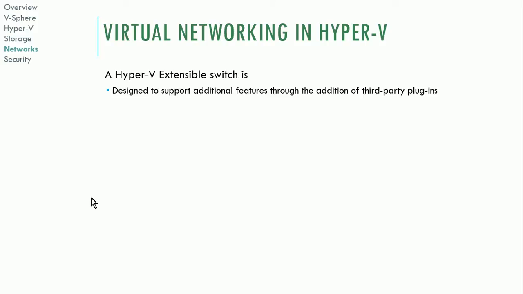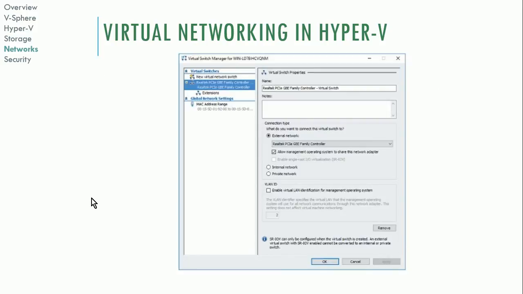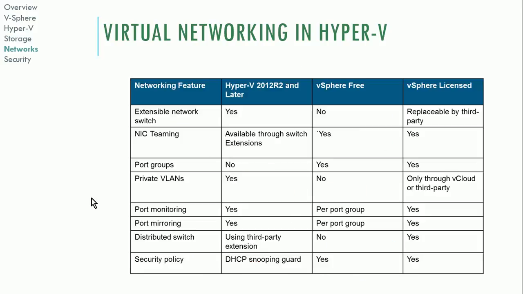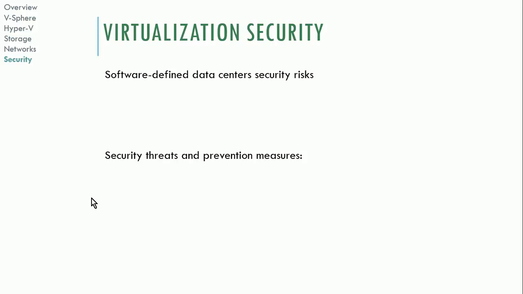Hyper-V's extensible switch is designed to support additional features through the addition of third-party plugins. I'm not really familiar with how this works, I hate to admit, but certainly you can Google and do some research on this. I think some of the reading I gave you does talk about how this works, but I'm not as familiar with Hyper-V as I am with VMware. But like I said, I think Hyper-V is starting to become a little bit more popular, so it's certainly important to take a look at that.